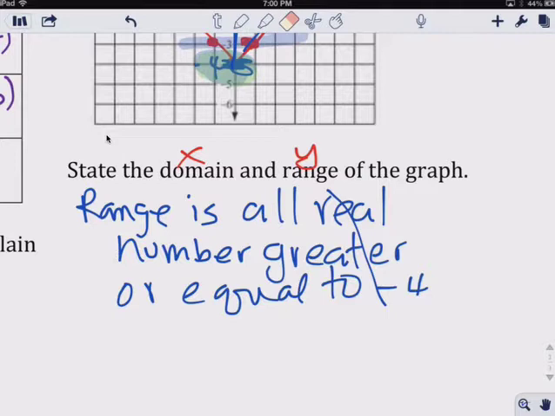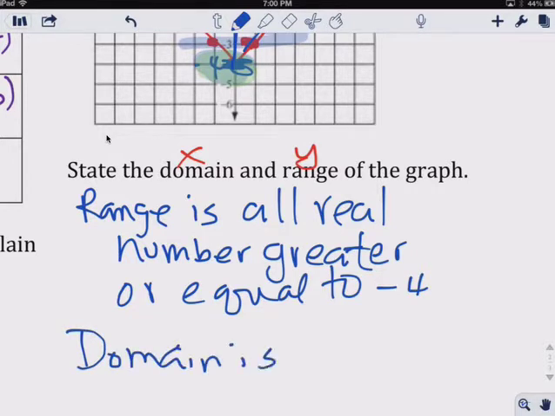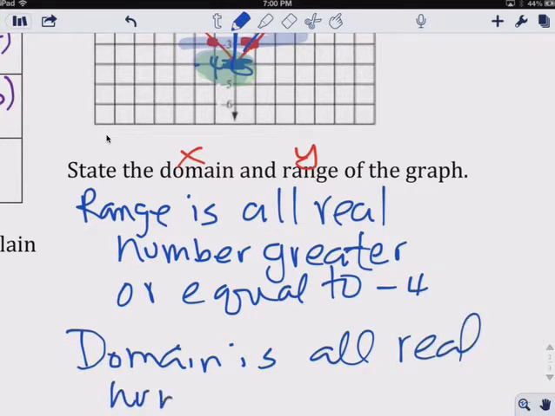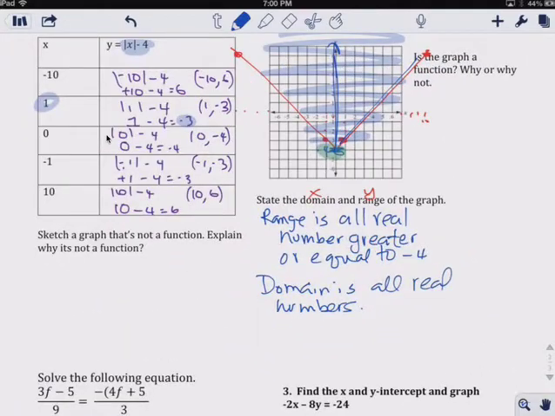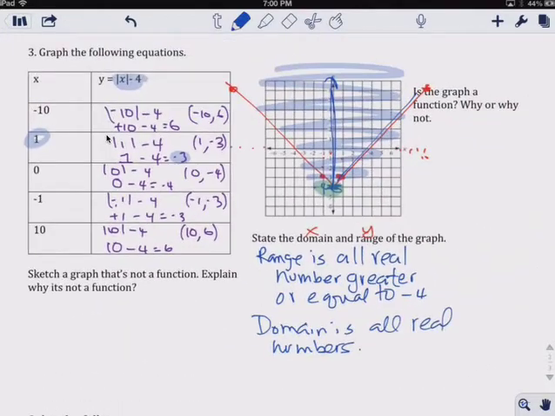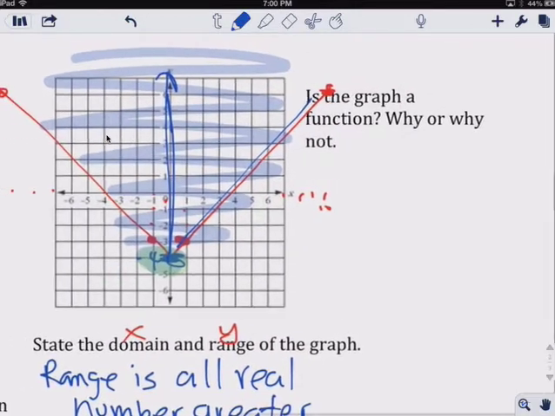Now, domain then is just all real numbers. Okay? One of them is all real numbers. Domain is all real numbers. Okay? Now, is this graph a function?